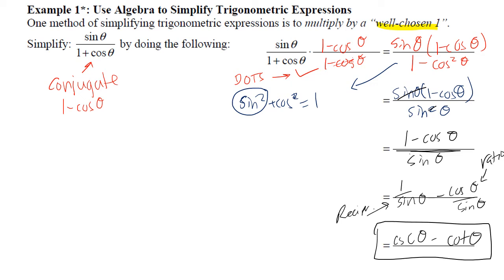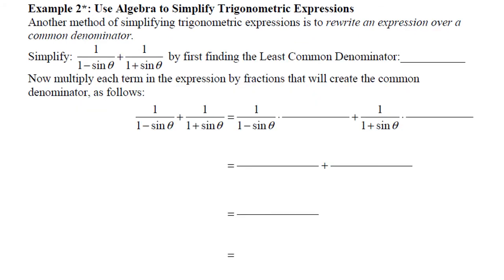All right, so I hope that you're getting your feet wet using the identities as a puzzle piece and navigating through it. Let's keep going. Another method of simplifying trig expressions is to rewrite an expression over a common denominator. So we have 1 over 1 minus sine theta plus 1 over 1 plus sine theta.